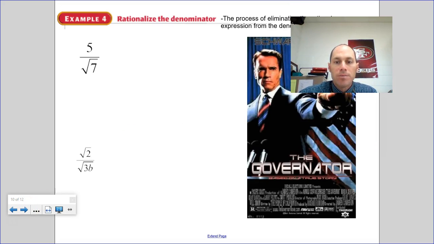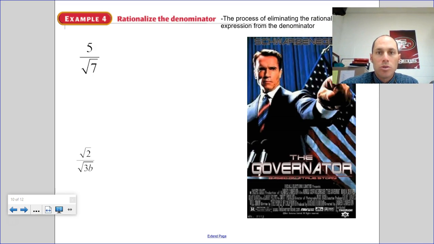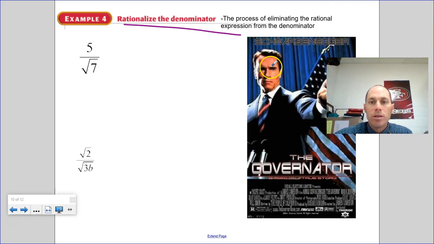We're going to apply that now in order to do what's called rationalizing the denominator. Tough to say. That's how we eliminate the rational expression from the denominator. Maybe you get the governator to do that for you. But you probably don't know who Arnold Schwarzenegger is anyway.